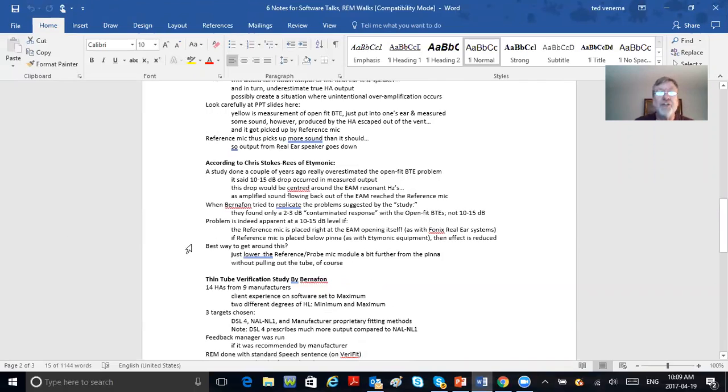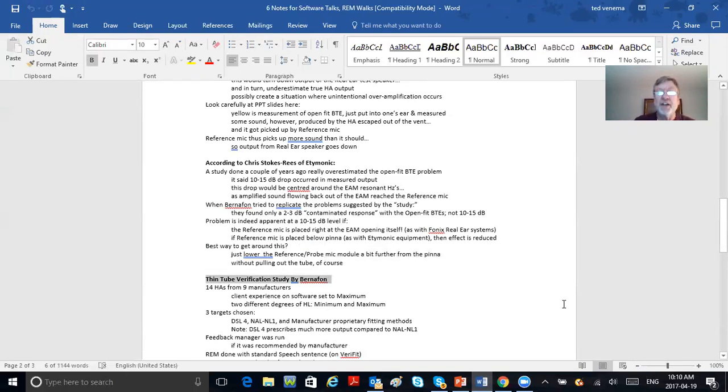Basically, just lower the reference probe mic module. Just lower it a little bit. Move it a little further down. On that blue loop hanging around the ear, just pull it down a little bit. Why? Because it just makes the reference mic a little further away from the vent. Simple. Don't worry about it.